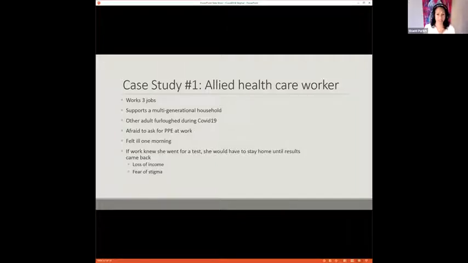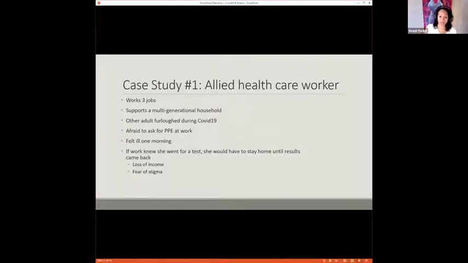So this is a case, this is an allied caseworker. She works three jobs, and none of the jobs give insurance. But we just expanded healthcare. We just expanded Medicaid, so hopefully she'll have healthcare. She supports what's called a multi-generational household. So a grandparent lives there, she lives there, and then her children live there.